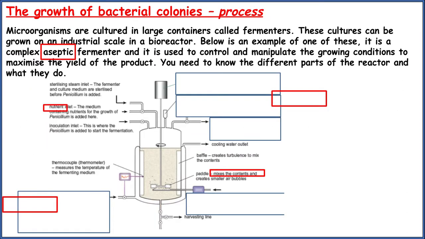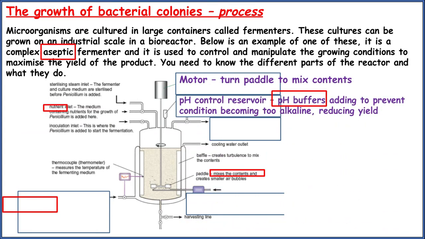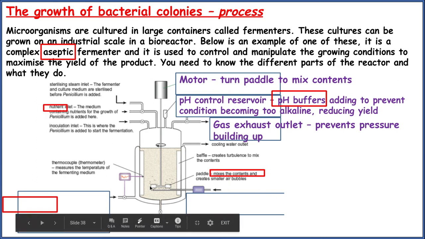So this is an example of a biofermenter that you need to know, and you need to know some of the different things that are involved here. So we've got the motor there at the top, which turns the paddle at the bottom. So here's the paddle here at the bottom. It's really important that the paddle is rotated so that it mixes the contents. So anything in a red box here is taken directly from the mark scheme. We need to be aware of that.